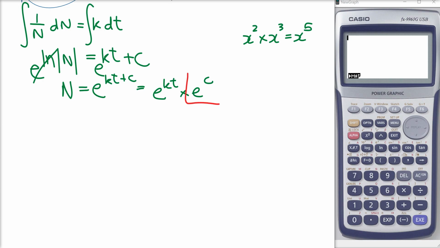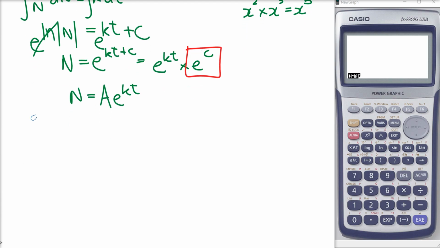And this here is just a number, isn't it? Because we're multiplying by that, we can just go straight to N equals A e to the kt. You happy with that? What have I called A in the past for you guys? Is that the initial value? Well, not necessarily that, but so at t equals 0.